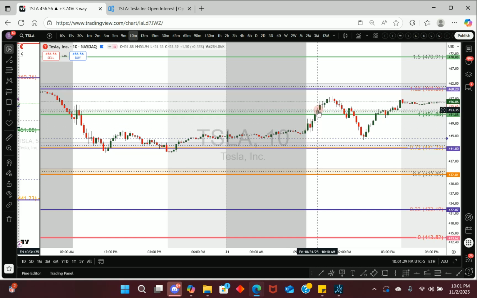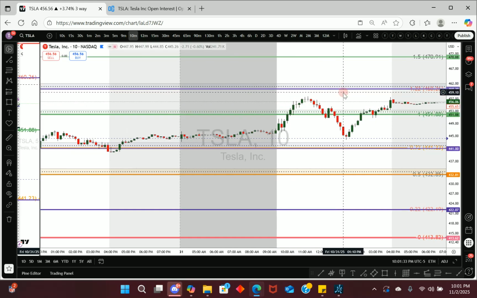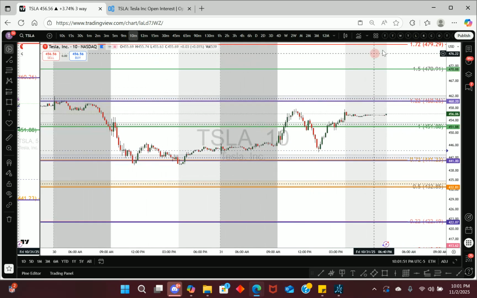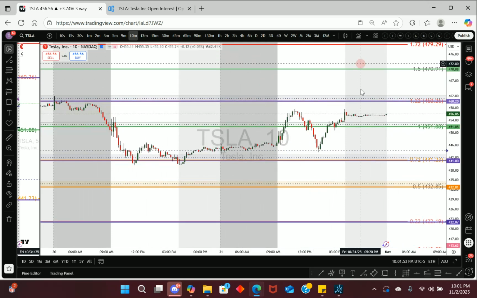You want to wait for it to get here, find out what it's going to do, reject, keep going. And because it's already moved half, you have to think that it's most likely not going to continue up higher. So you're waiting for it to come to this level. If it does not reach, it's safe to ride it back down. All right. So that is how we do Tesla.